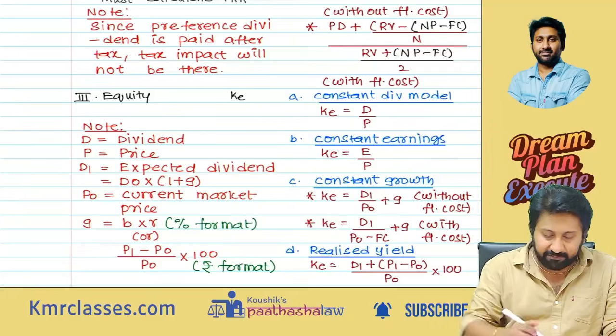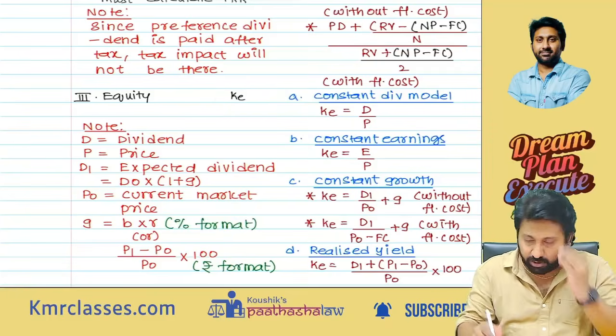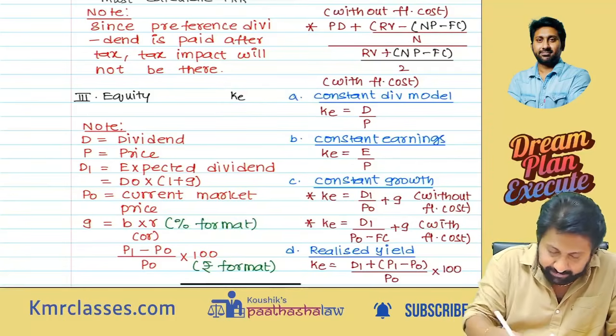Next, equity: calculation of KE. In this, there are so many models. Constant dividend model, means without growth. Constant dividend model, I can write here.